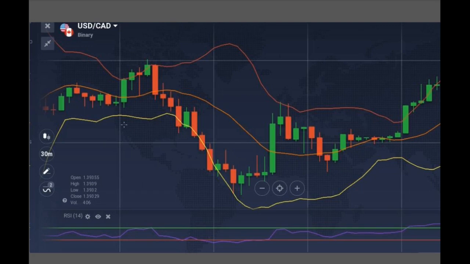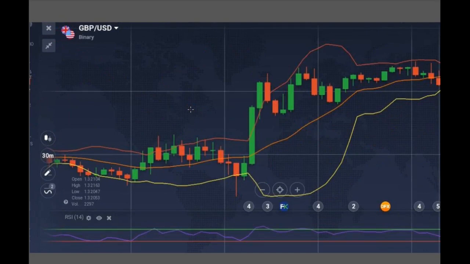Okay, so let's proceed. The next one is the Great British Pound USD.